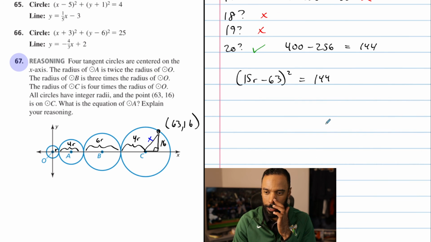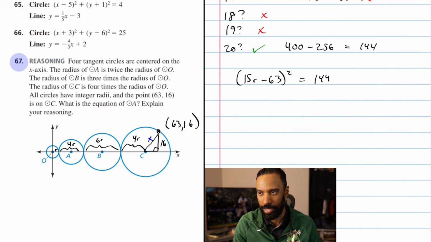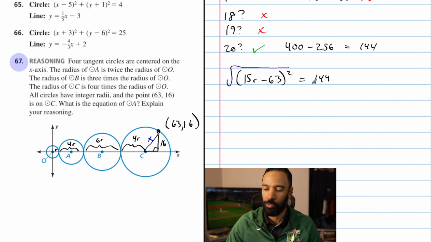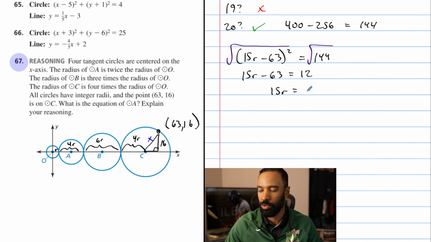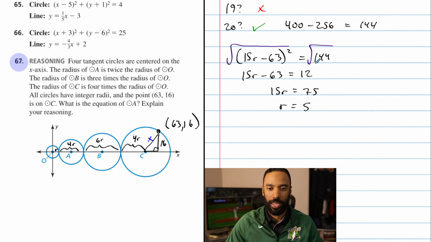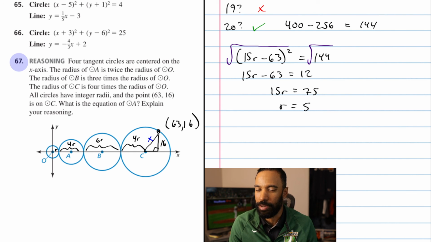The way that this works out is now I can take the square root of both sides. Maybe there was something I could have done with expanding this, and I just didn't bother with it, and I apologize for that. But we take the square root. Now we have 15r minus 63 equals 12. Add 63 to both sides. You get 15r equals 75. Divide both sides by 15, at least as an integer. You get r equals 5. So the radius is 5 for this set. Well, the original radius is 5.